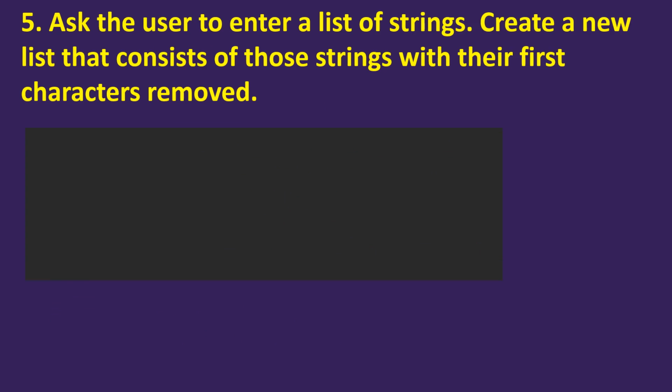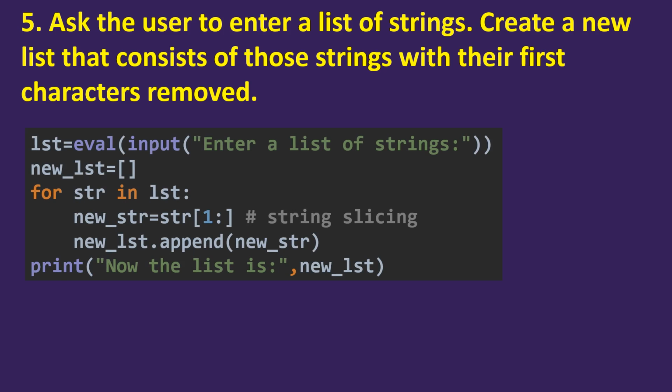Now ask the user to enter a list of strings. Now create a new list that consists of those strings with their first characters removed. So first of all, the user has to enter a list of strings that he can enter by using the eval function and store it in a variable lst. Now we will create another list, let's say new_lst, which is initialized with an empty list. This list will store all the same strings where the first character is removed.